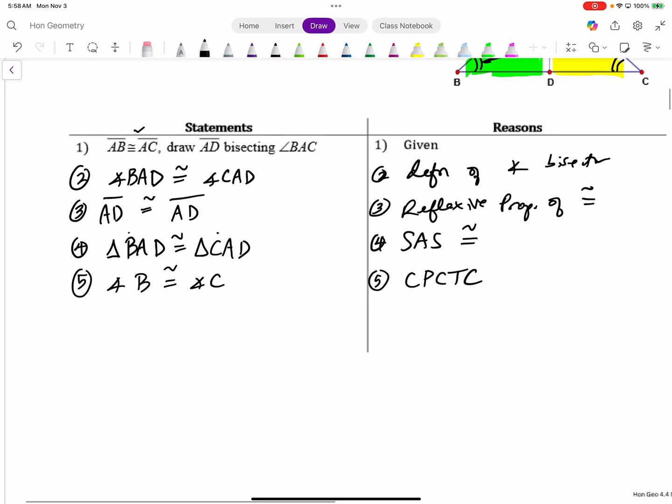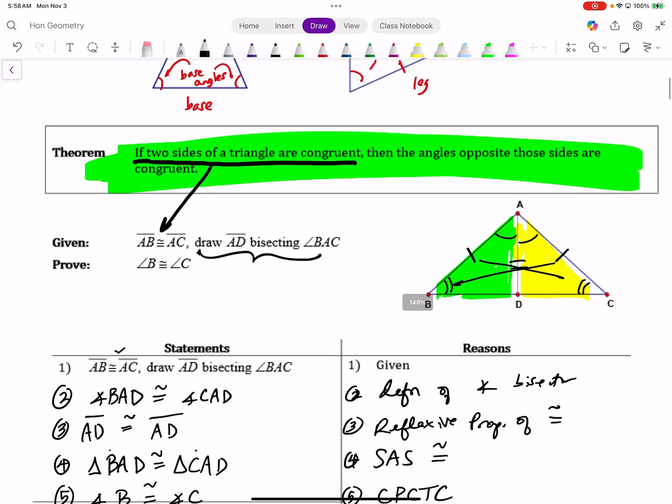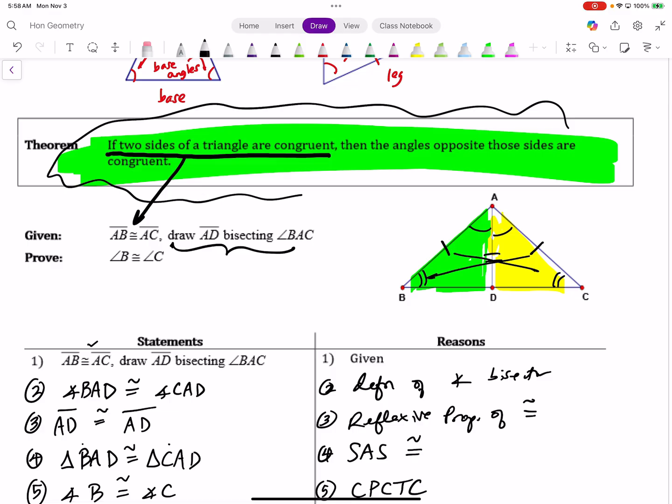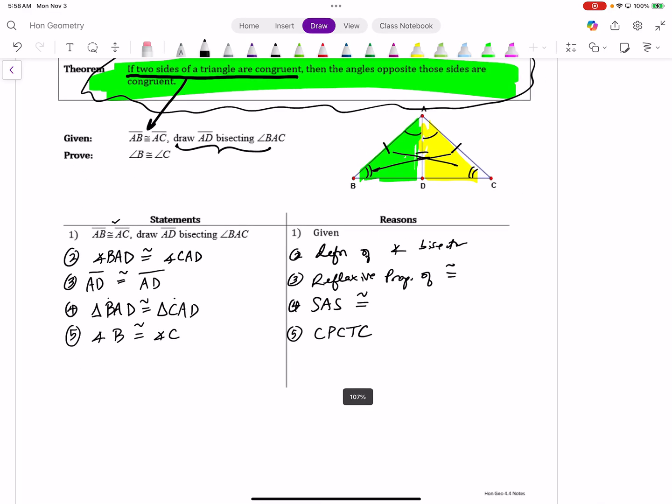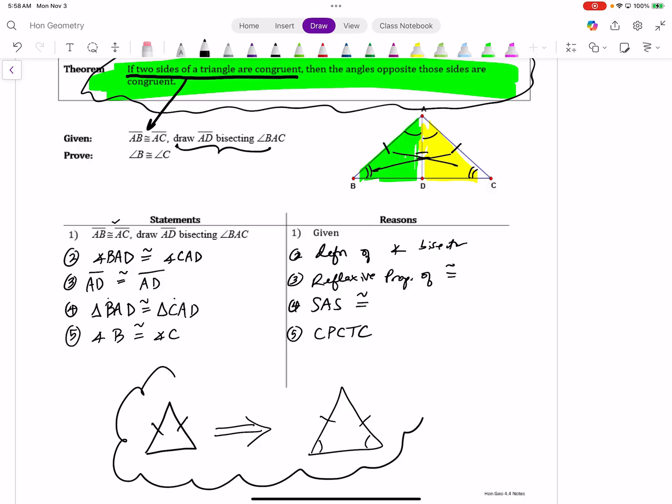All right, now this theorem shows up so often in a proof that we're just going to draw a picture of it when we want to use it as a reason. So if you have a triangle with two congruent sides, that implies that the angles across from them are congruent. This is much easier to put in a proof than writing that theorem every time. It says the same thing, and that's handy.